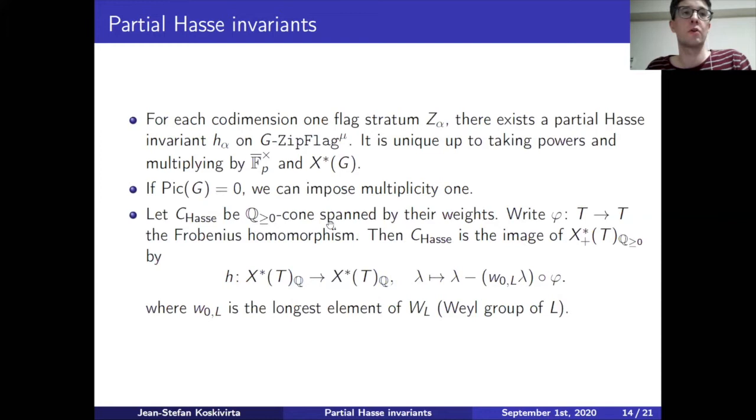And also it is very explicit, because if we write phi to be the Frobenius homomorphism of T, then this Hasse cone is the image of the dominant characters by the map h, where h takes lambda to lambda minus w_{0,L} lambda composed with the Frobenius. Right, so this is a very, very explicit formula. Here w_{0,L} is the longest element in the Weyl group of L.